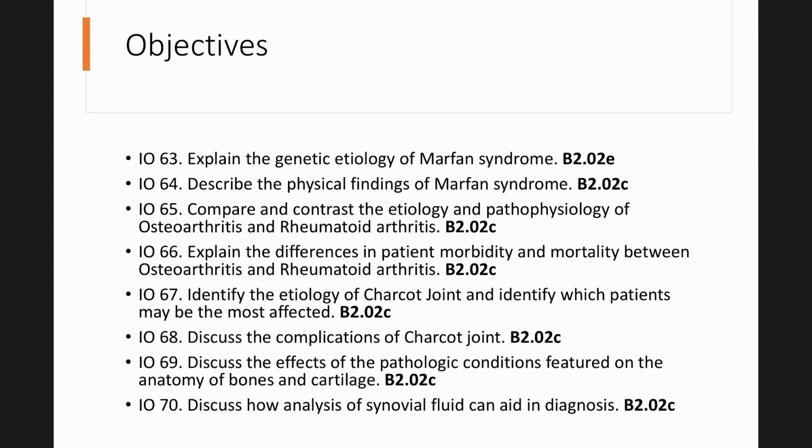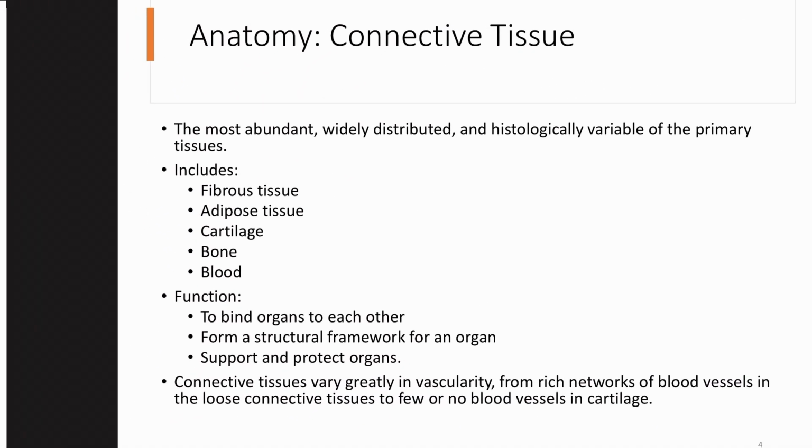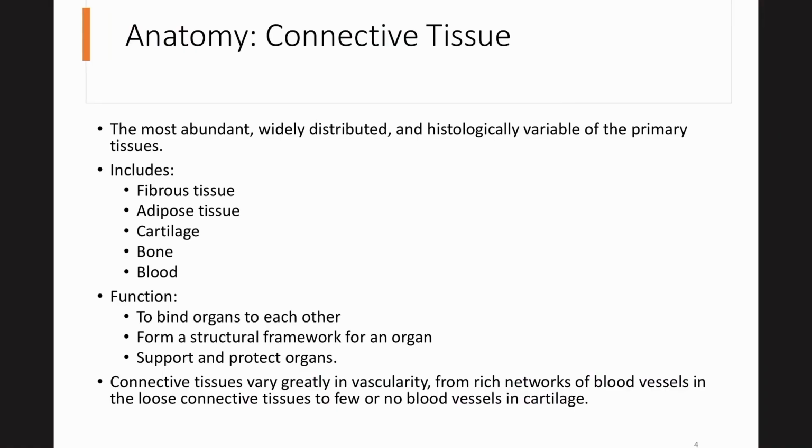So here are our objectives for today. Connective tissue is very abundant. It includes fibrous tissue, adipose tissue, cartilage, blood, and bone. Those are all considered connective tissues. Its functions: it binds organs together and provides a structural framework for an organ. Basically, we would just be a mass of skin and guts on the ground if we didn't have a skeletal structure giving us form. It also protects our organs; our rib cage protects our vital organs.